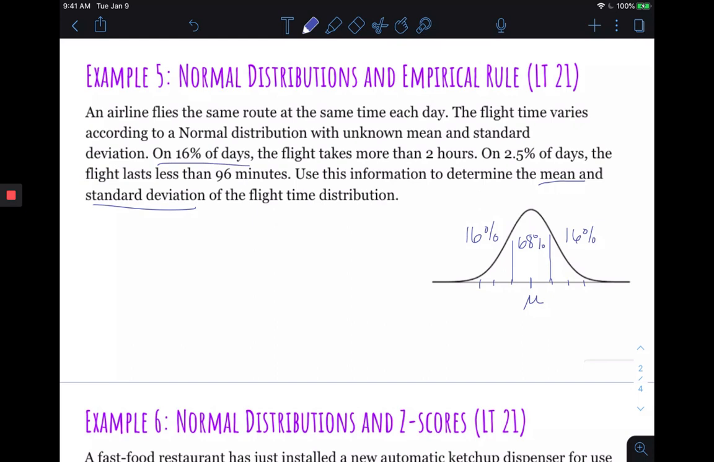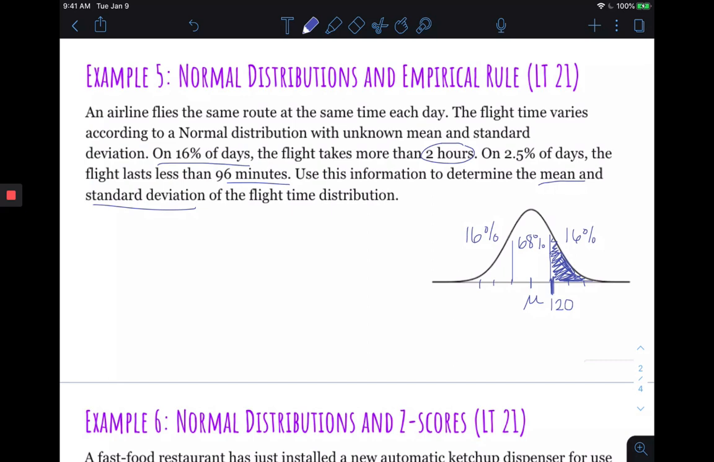On 16% of the days, the flight takes more than 2 hours. So it's talking about this upper tail, that here is 2 hours, but since everything else is in minutes, like here this says minutes, I'm going to write it in minutes, so 2 hours is 120 minutes. So 120 is there. It says 16% of the days, the flight takes more than 120 minutes. This is 120 minutes. So that's this area up here. This is the 16% takes more than 120 minutes.